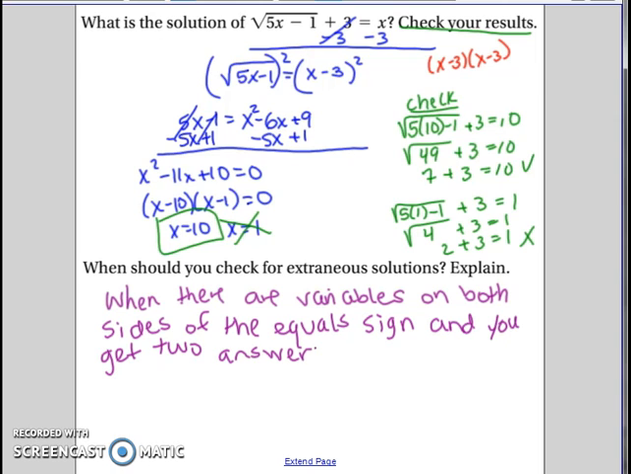So basically, it is the intersection on the graph. So if you were to graph this original problem, like the square root of 5x minus 1 plus 3, and then you were to graph x, where they intersect would be our answer.